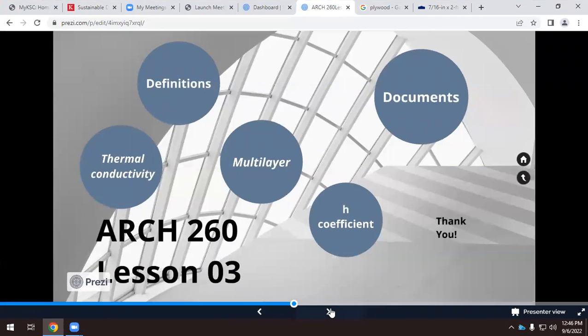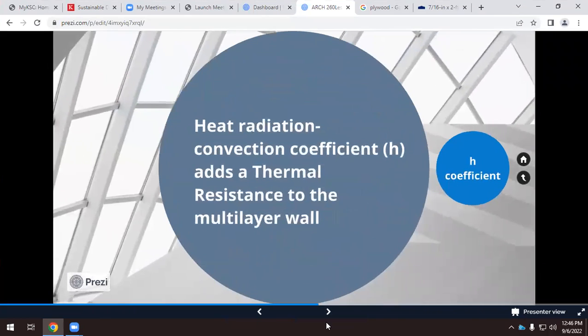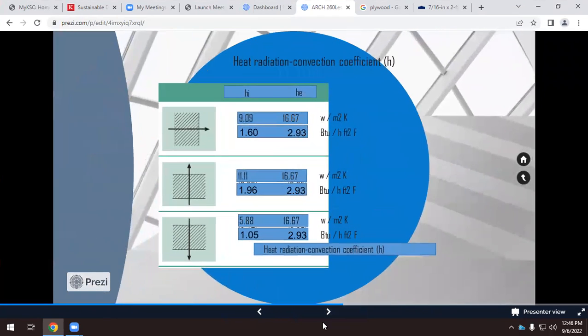So let's continue. And this is the heat radiation convection coefficient. It adds a thermal resistance to the multi-layer wall. The value of the h depends on whether we have the indoor or outdoor, the internal or external one. Okay, the values are different, and it's different depending on the heat flow.